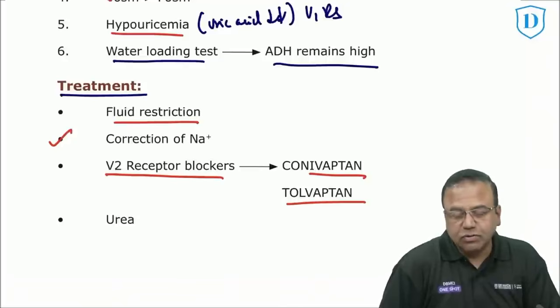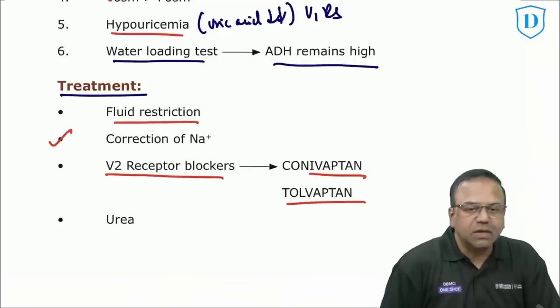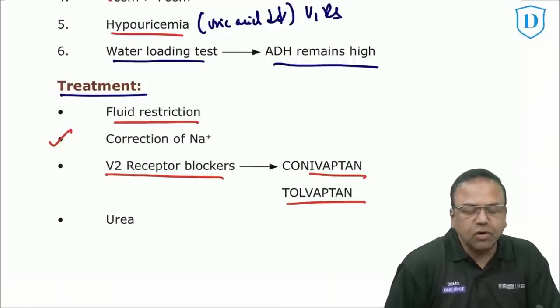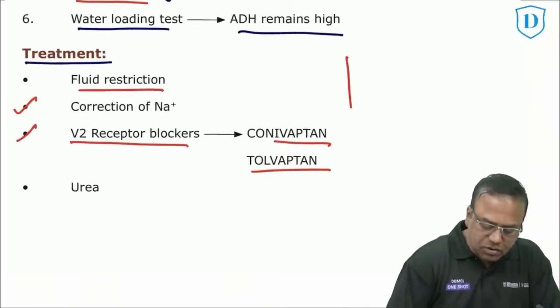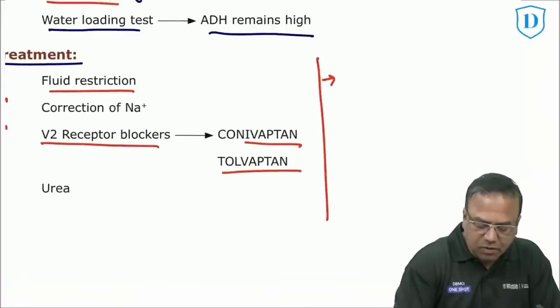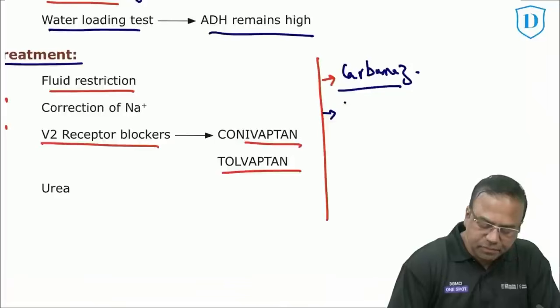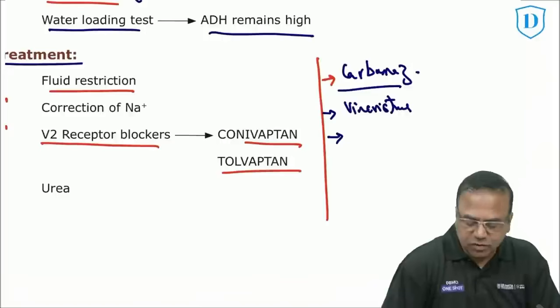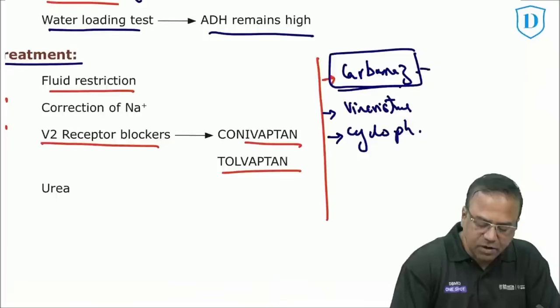Long back, we used to use a drug called demeclocycline. We don't use that drug anymore, but you should know demeclocycline was used in the treatment of SIADH. One of the questions I've seen in exams: can demeclocycline cause SIADH? Totally wrong, because it was used in the treatment of SIADH. What are the drugs that can cause SIADH? Importantly, in our exam, the repeat question only comes on carbamazepine. Carbamazepine is a well-known cause of SIADH and hyponatremia. Now there are a lot of chemo drugs, like vincristine, vinblastine, cyclophosphamide. These drugs also can trigger SIADH, but for MCQs, the most repeated topic is carbamazepine.